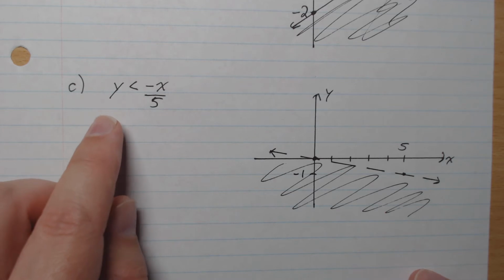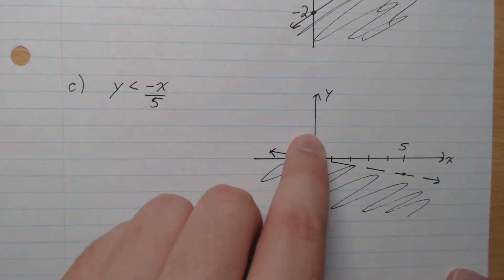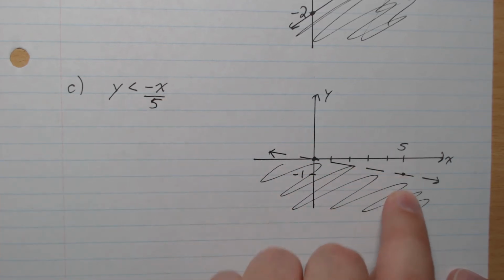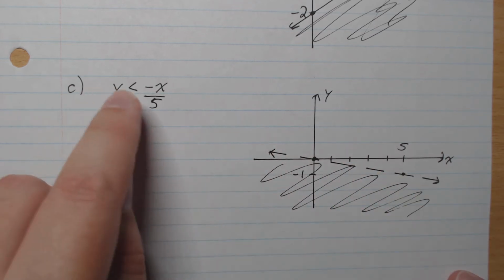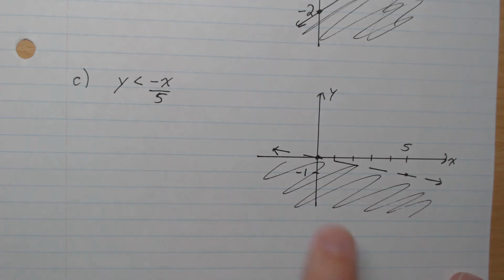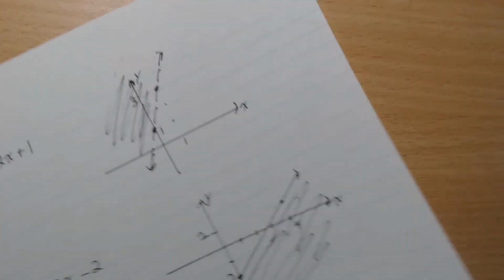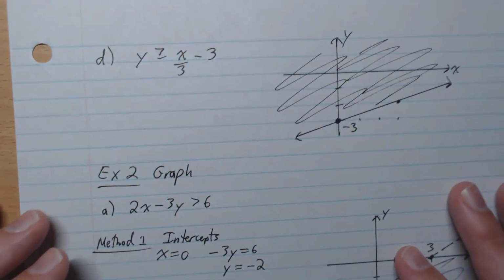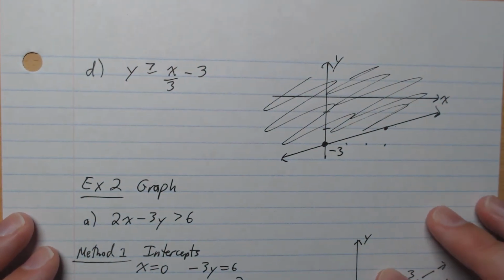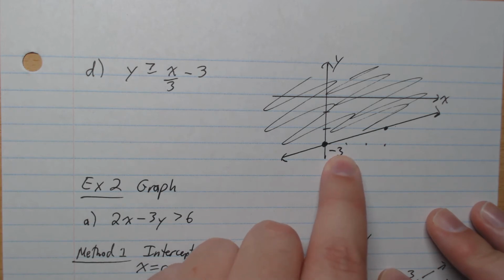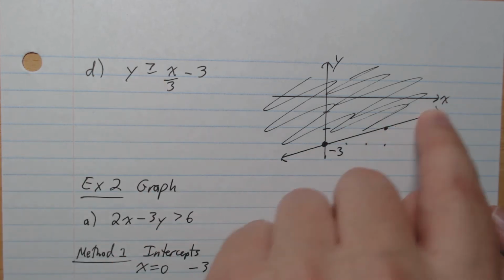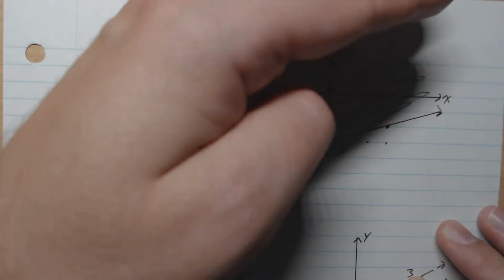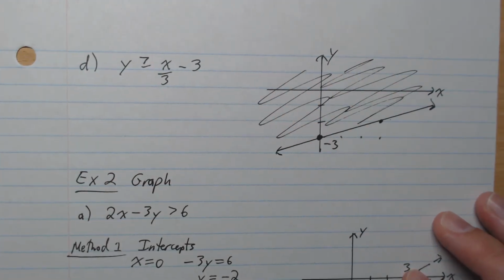Okay, C, -1, over 5, down 1, over 5, down 1 like that. It's not equal, so it's dashed. Y is less than, so it's underneath, and this is the solution region. Okay, D, -3, over 3 up 1, over 3 up 1. It can be equal, so it's a solid line. Y is greater than that, and so this is our solution region.